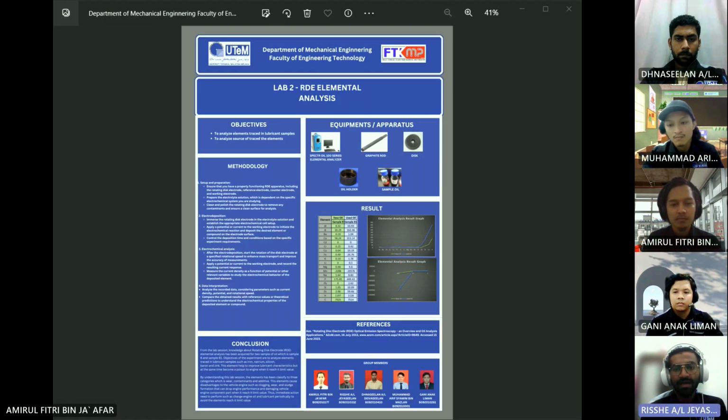The results are reported in ppm, parts per million. Data indicates wear mechanisms and potential problems. Advanced warning allows corrective measures before serious damage or injury. The objective of our experiment is to analyze trace elements in a lubricant sample.